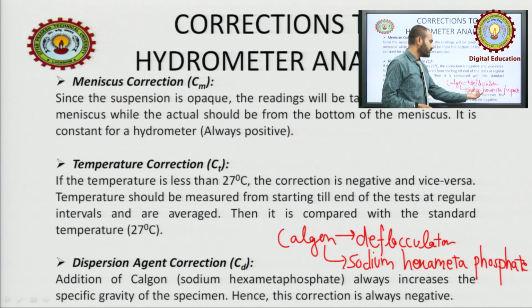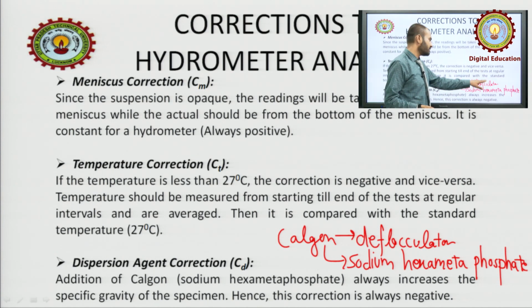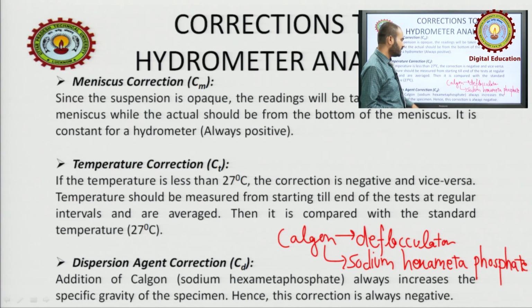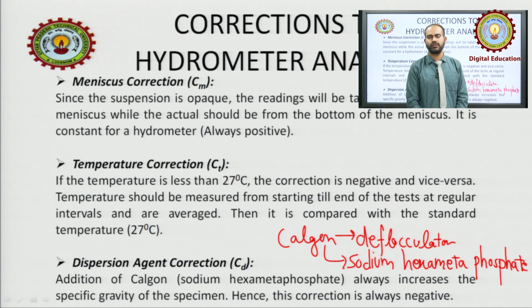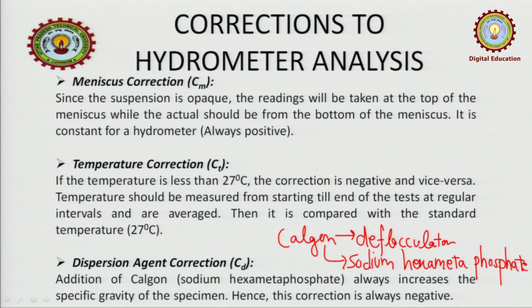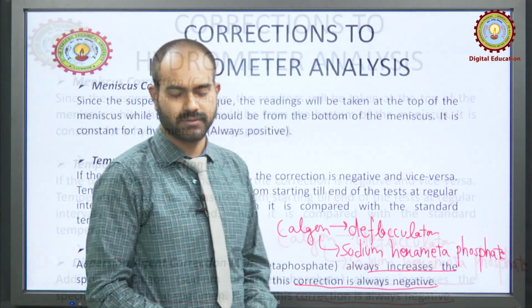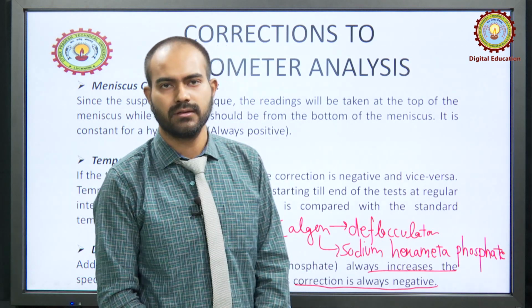So obviously when we add some chemical into the water, even though its purpose is deflocculation, what will happen? It will increase the specific gravity and density of the water, which was actually to be measured. So due to this, the specific gravity gets increased, and the correction will always be negative, because we have to reduce the specific gravity. So these were the three corrections which we consider in the hydrometer analysis.